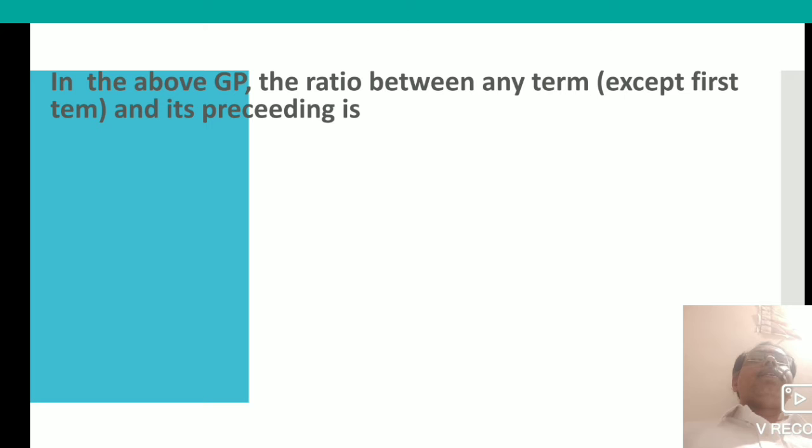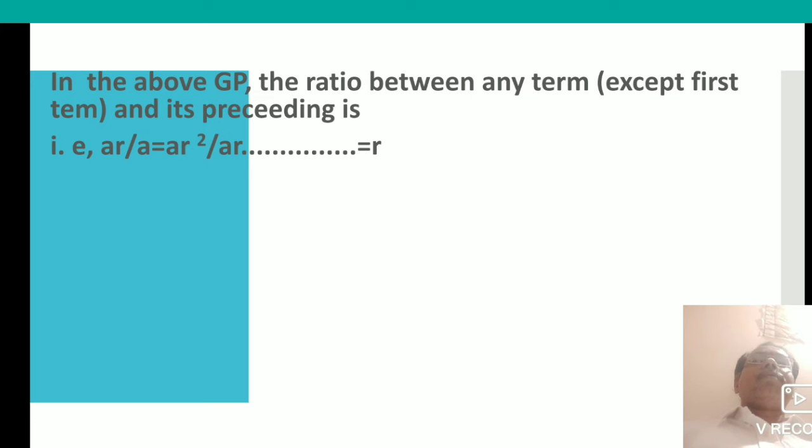Now, in the above GP, the ratio between any term and its preceding term, except the first term. We consider the first number in an AP also. To get the successive number, we just keep the first number as it is. So here also you have to select the first number. To get the successive numbers, we have to multiply by a fixed number. So the ratio between any term and its preceding term is ar by a is equal to ar square by ar, and so on.